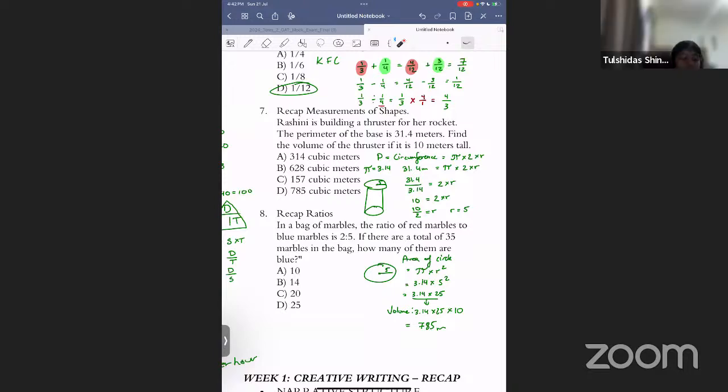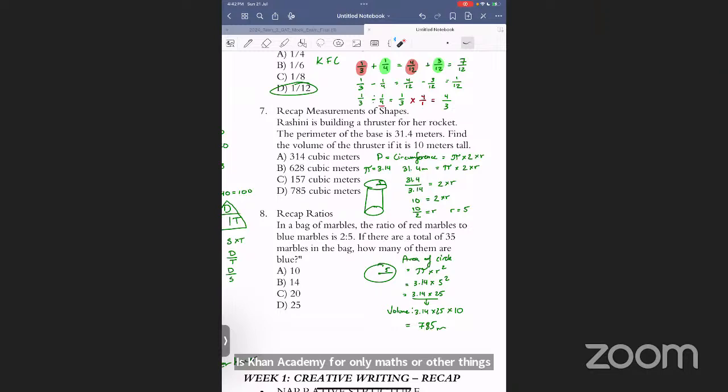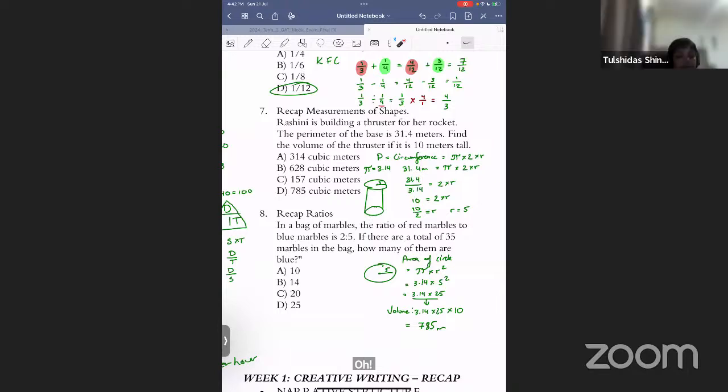Wait, Melvin, is Khan Academy only for maths or other things? Oh, you can learn English there as well. You can learn science. I think you can learn coding there. You can learn so many things there. It's pretty awesome. When I was growing up, I used it a lot.